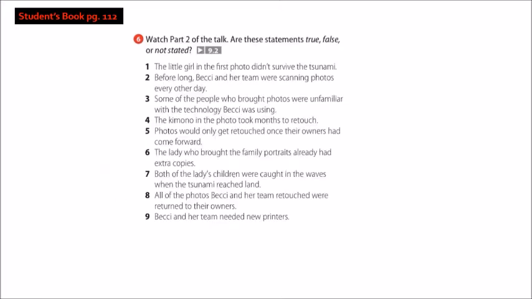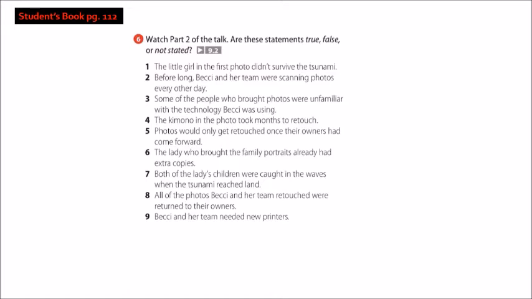Now let's move on to exercise number 6, and it says watch part 2 of the talk and answer if these statements are true, false, or not stated. So let's go ahead and read them together. Number 1 says the little girl in the first photo didn't survive the tsunami. 2. Before long, Becky and her team were scanning photos every other day. 3. Some of the people who brought photos were unfamiliar with the technology Becky was using. 4. The kimono in the photo took months to retouch.